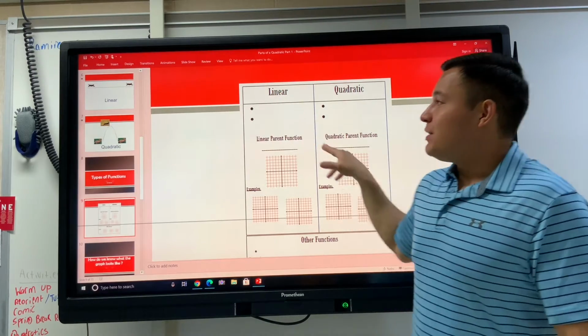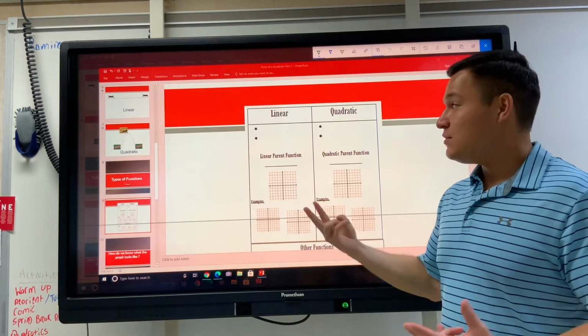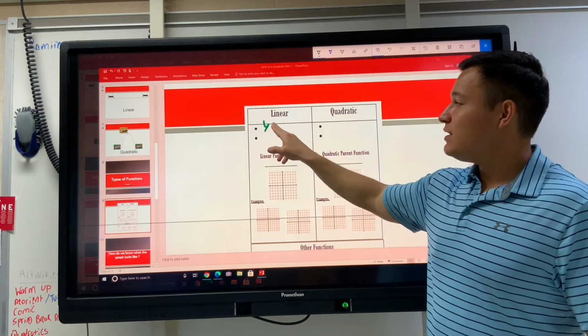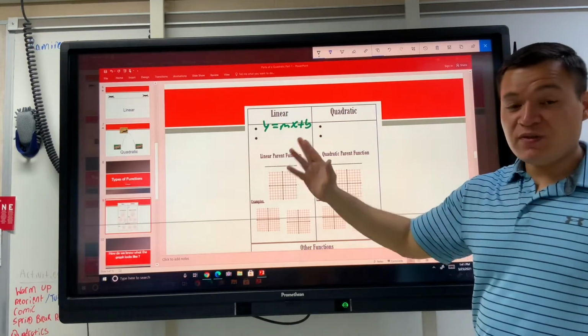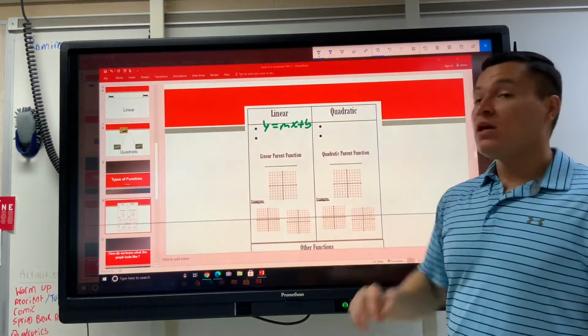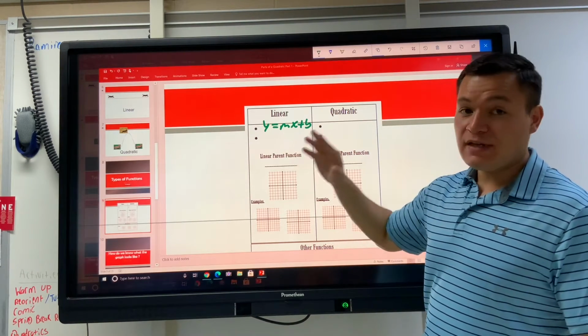A linear equation. The linear equations most likely look in these two forms. It's either going to be y equals mx plus b. That's the most common one. This is the slope-intercept form. The second most common form for a linear equation is standard form.